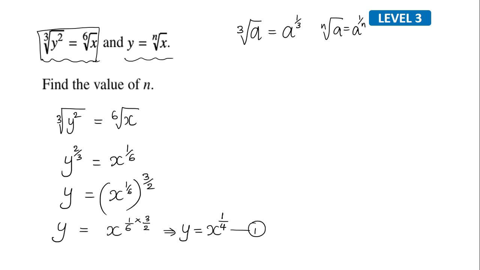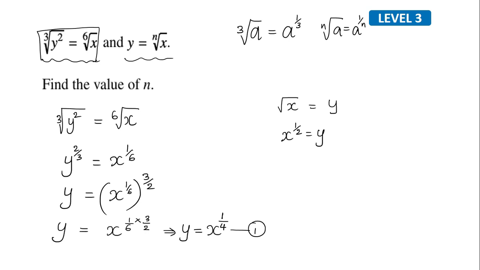Now for those of you who did not understand why the 2 by 3 here is gone and it has become 3 by 2 here, let me remind you: if I say square root of x is equal to y, in index form it's x to the power 1 by 2 is equal to y. So how do you remove the square root from here? By squaring on both the sides.